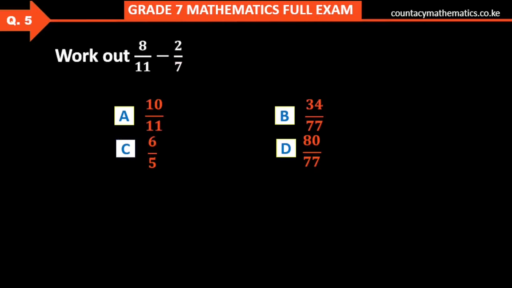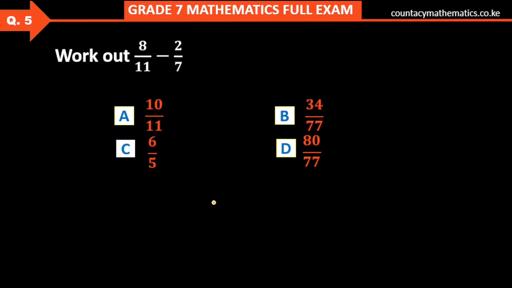So let's move on. In question 5, we've got a very interesting and a very wonderful question here involving fractions. We are told work out 8 over 11 minus 2 over 7. So that's what we are supposed to work out. So the first thing that we do is to check whether the denominators are equal. The denominator is the number that appears below the fraction. The first denominator that we have is 11, and the other one is 7. So these denominators are not equal. Therefore, we cannot go ahead and subtract directly.